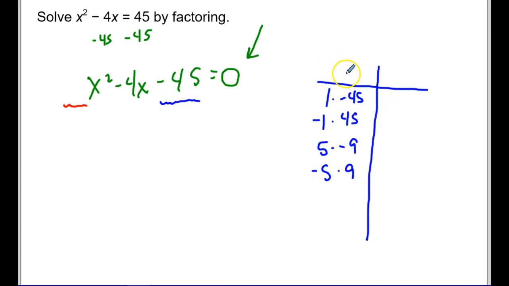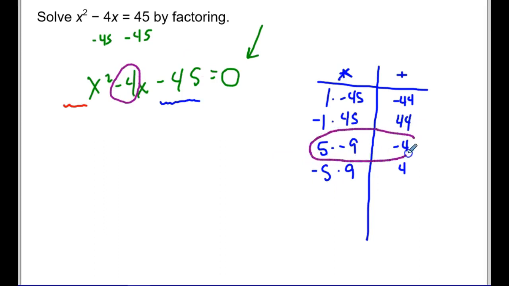So once I find my factor pairs, right, these are the things I multiply, now I'm going to add them together. Well, if I add 1 and a negative 45, that gives me negative 44. Here I end up with a positive 44, negative 4, and positive 4. We can see here my b term is a negative 4, so that's what I'm looking for here. So I will have this 5 and negative 9.